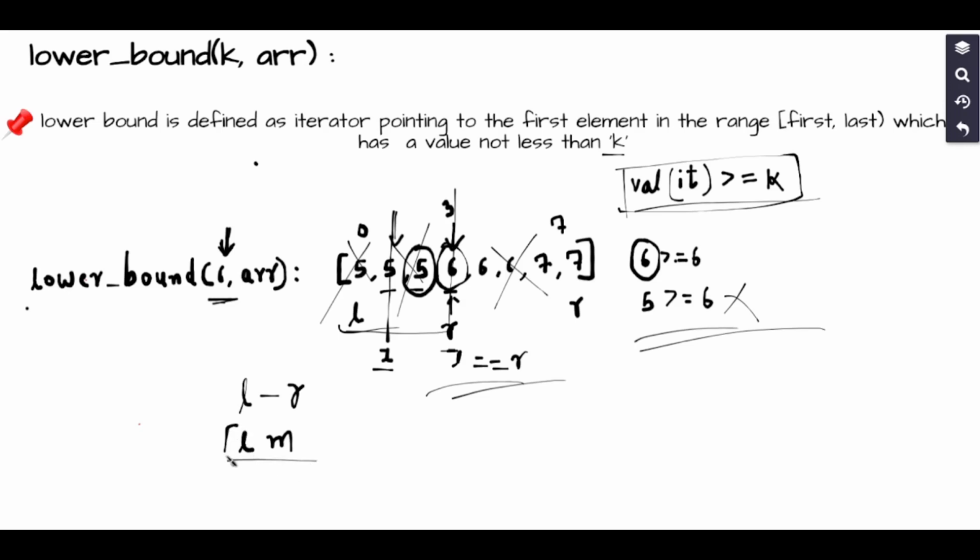So here I update my answer because I reduce the search space from L to R to L to M only when the element at the middle index is greater than or equal to the element which I am passing. So the answer becomes M at this point. But then I have to look for the better answer because I am looking for the first occurrence, and that will lie in this range.